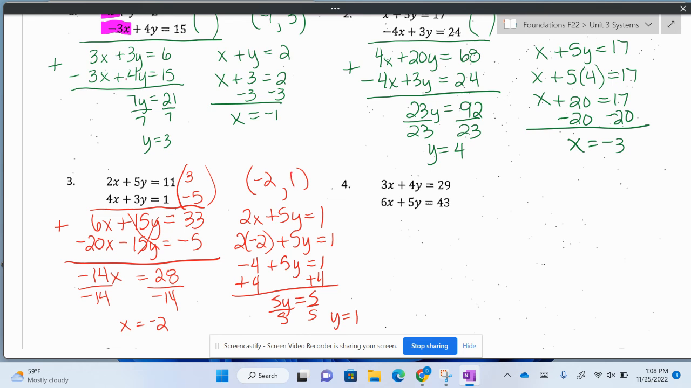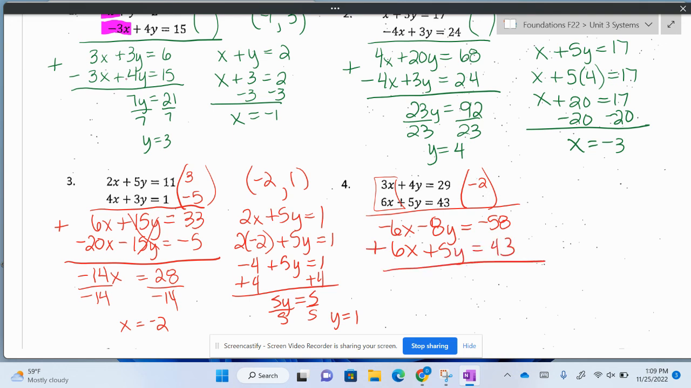All right. For number 4, I'm going to multiply the top equation by negative 2, and that will allow me to cancel out my x's. Negative 2 times 3 is negative 6x. Negative 2 times 4 is negative 8y. Negative 2 times 29 is negative 58. Right below it, the 6x plus 5y equals 43.